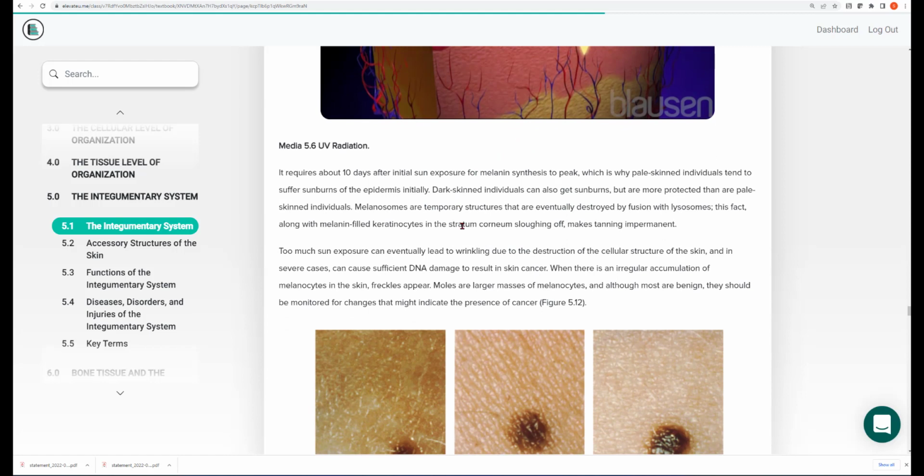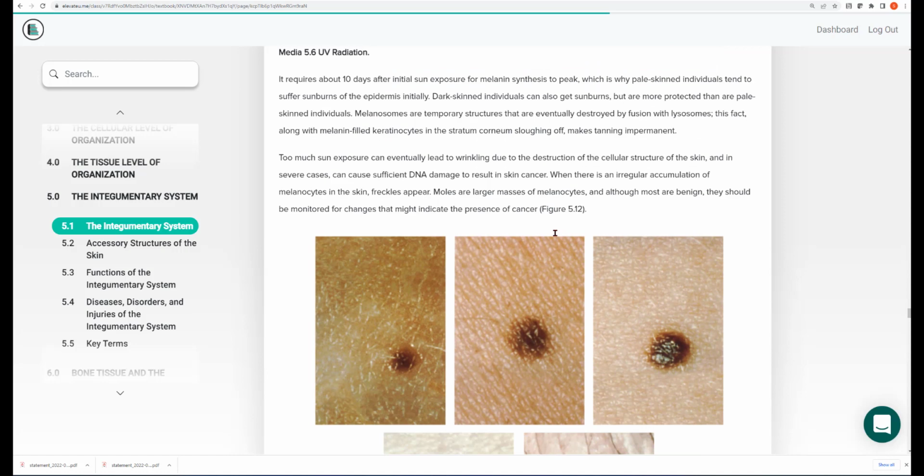So that darker melanin, right, makes it more difficult for the skin to get burned. Not impossible, but definitely darker skinned individuals can get sunburns, but they are certainly more protected than those like me with more pale skin. Another thing that the sun can do, too much sun exposure can lead to wrinkling, which is basically caused by a breakdown of the dermis.